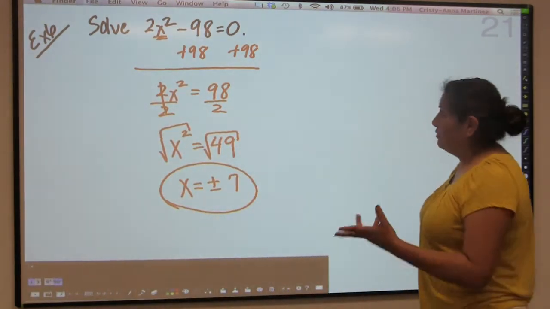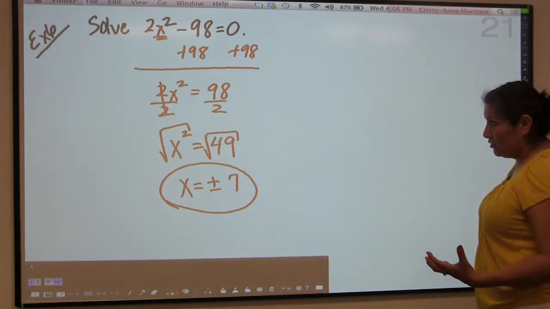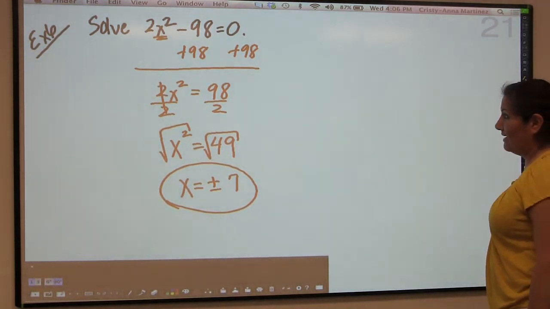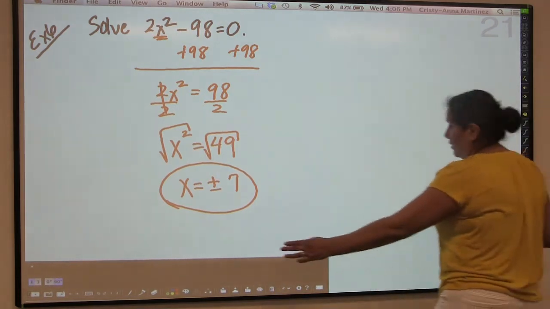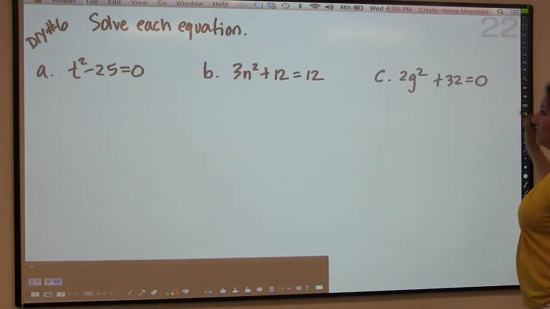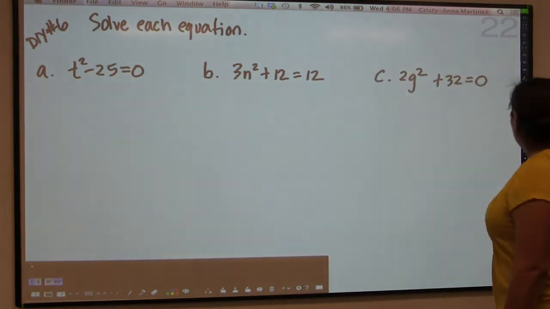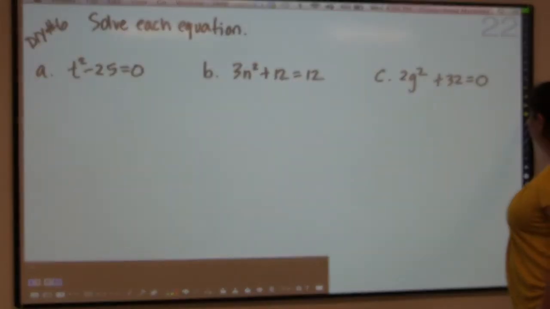All right, so that's pretty much all you have to do is isolate the x squared, and once the x squared is isolated, then you can take the square root of both sides and get your 2 answers. Don't forget to put plus or minus. So these are the last examples that I need you to do in your notes. And once you've done that, you will have completed the lesson for today.